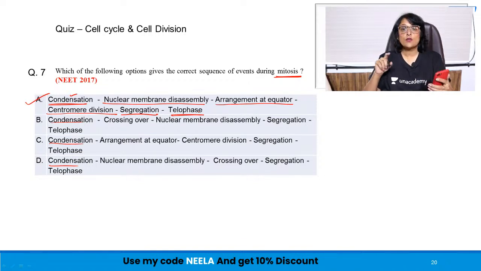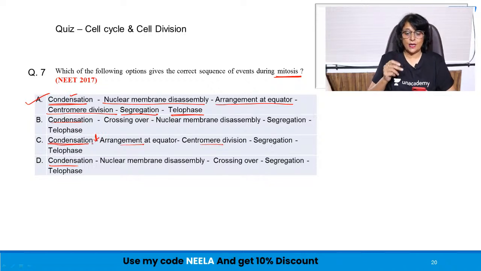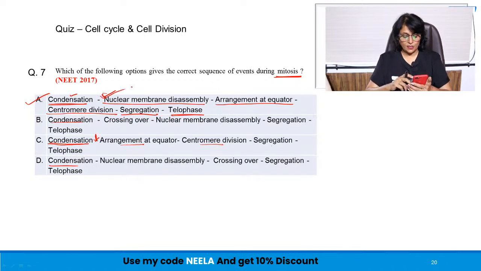So Ankita, just go over all the stages one more time. Why did you choose C? You chose C. Condensation is okay. Arrangement at equator. Centromere, okay, because here there is one additional change which is taking place, and that is dissociation of the nuclear membrane, because all other options are same except for this, and this is a very important event which takes place during mitotic division.